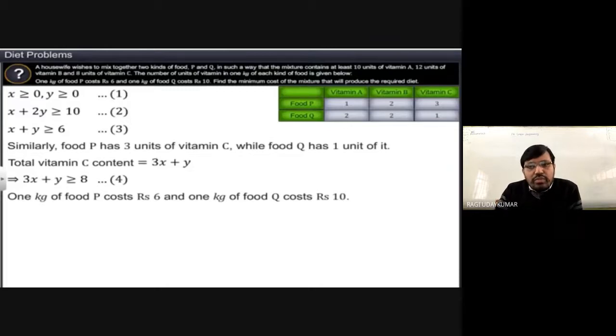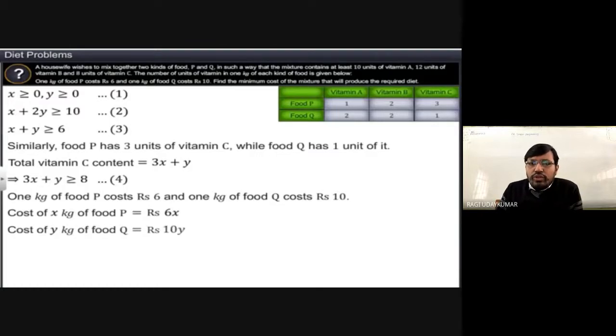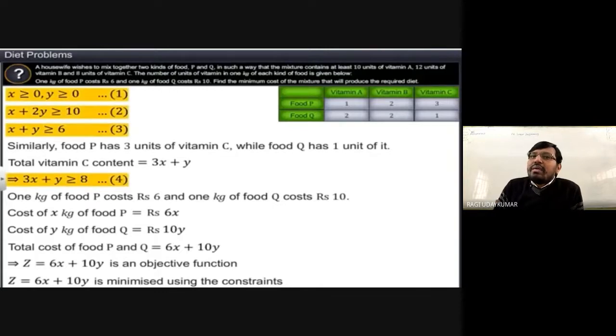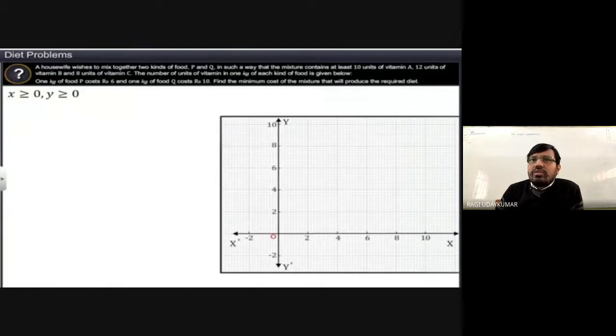1 kg of food P costs 6 rupees, food Q costs 10 rupees. The total cost is 6x plus 10y. Total cost of food P is 6x and food Q is 10y. So 6x plus 10y is the total cost. All the problems will mostly be like this, but finding the constraints from the given question is the main important thing. So here the objective function is to be minimized. The ones shown in yellow are the constraints. Now we have to draw the constraints.